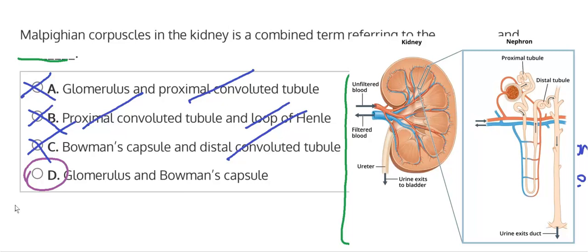And just as another image just to visualize and put in perspective. So this is the Malpighian corpuscle that we were looking at over here. And then as you can see, there's other tubules there, such as a distal tubule and the loop of Henle, just to give you an idea of where those other tubules would be located. But for this question, the Malpighian corpuscles, option D, the glomerulus and the Bowman's capsule is correct.